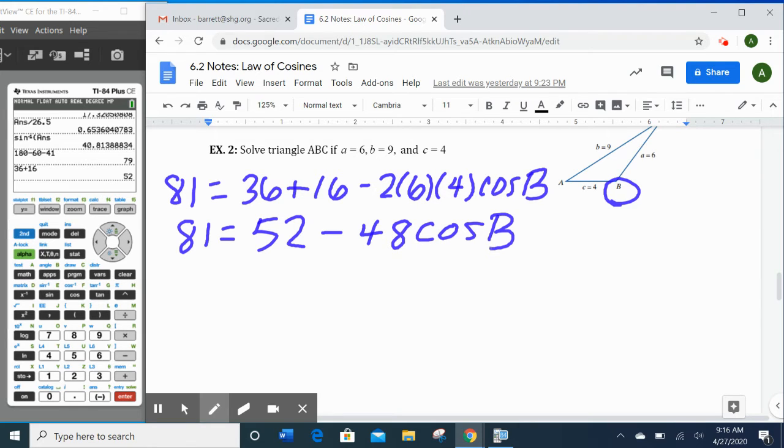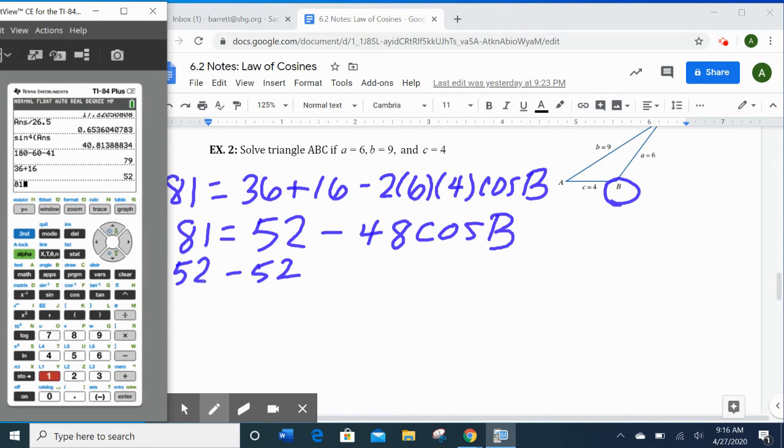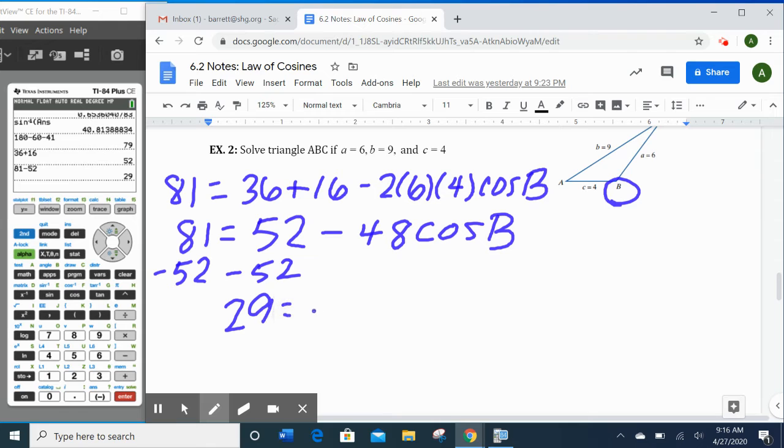Okay. If the next thing you do is take 52 minus 48, you're going to get the wrong answer. Because this 52 is separated from the cosine of B by subtraction, and this 48 is with multiplication, the first thing I need to do is subtract 52. So 81 minus 52 is 29 equals negative 48 cosine of B. I'm going to divide by negative 48.